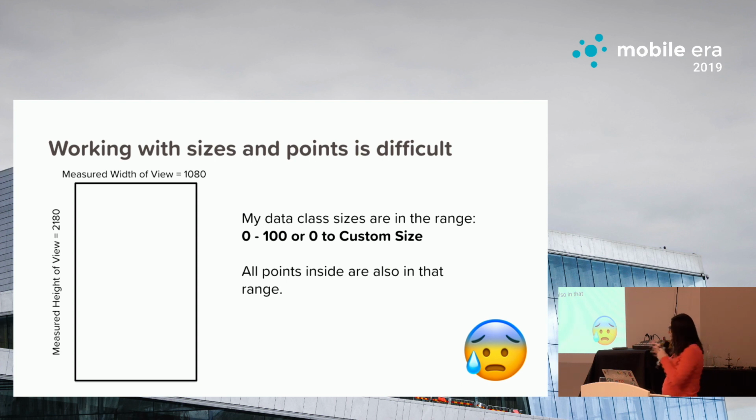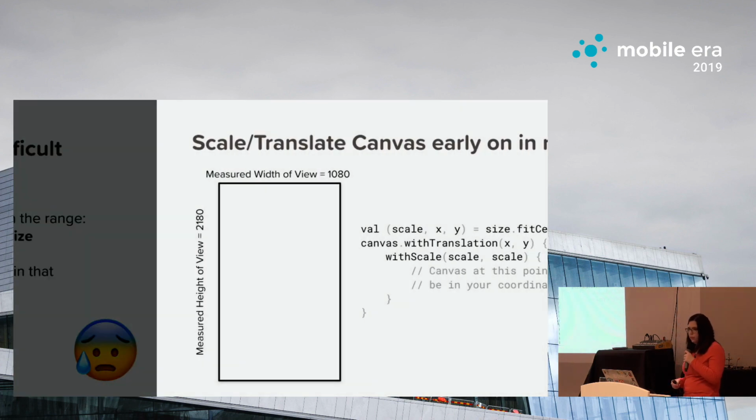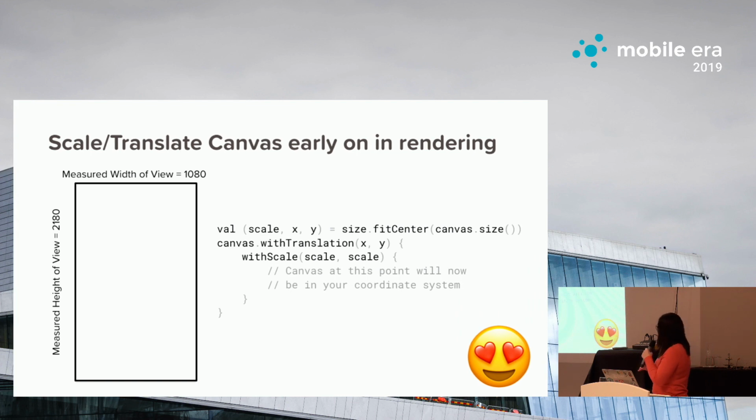And it can be quite tricky. I feel like that when I work with coordinate systems, especially the ones displaying on screen, because you have to do these translations a lot of the time. So my advice for this kind of thing is to scale and translate your canvas very early on in your rendering. So if I have a size class, for instance, that has a value of 500 by 500, and I want to fit it within this view on screen, I have a function called fitCenter, and that takes in the canvas size, so the canvas size of 2108 by 1080. And then we get a scale and an X and Y that we need to translate by.